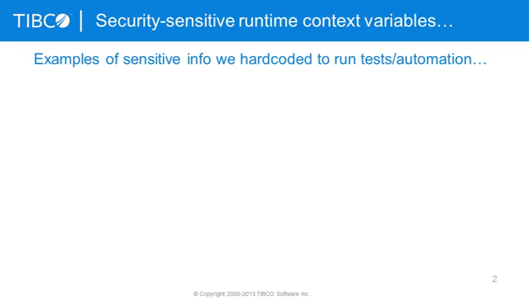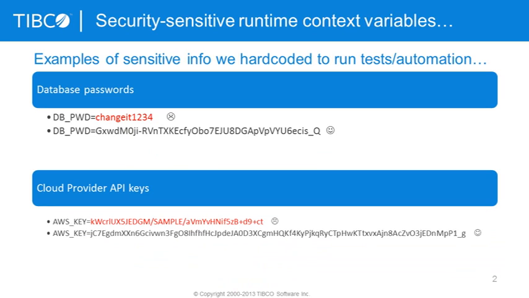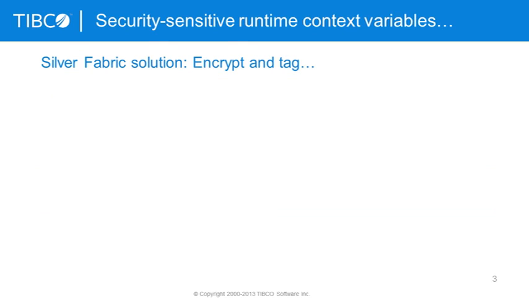We all have hard-coded passwords or other sensitive information into automation scripts, in tests, or even in production. For example, we have a password encoded as change it 123 for a database. Ideally, we would like to use something more complex to mask the easy password, change it 123. Or we could have cloud provider API keys, which could easily be guessed. We would like to change them to something longer, more complicated and harder to guess.